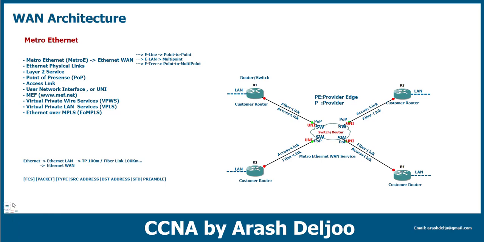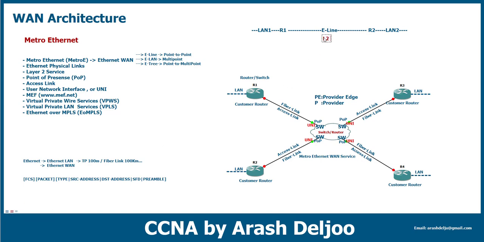For example, about the E-line, the point-to-point line, when you have a branch LAN 1 connected to router 1, and we want to connect this LAN 1 with Ethernet WAN. For example, an E-line point-to-point Ethernet WAN to router 2. This is router 2, and to LAN 2, for example. Here we are receiving one layer 2 service from the service provider.